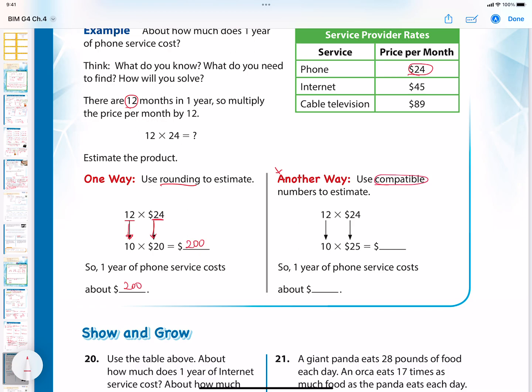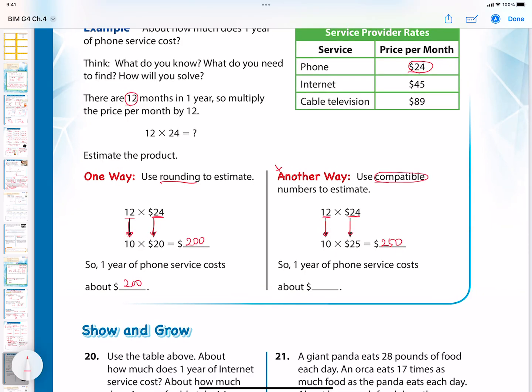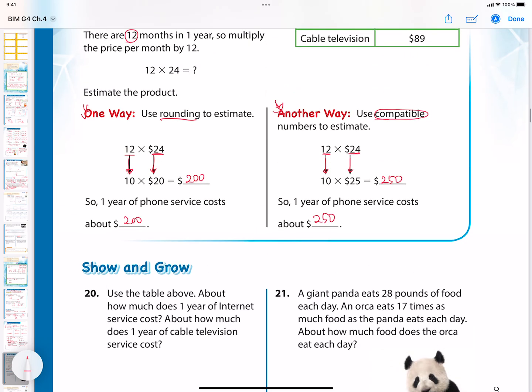Another way, let's check. Use comparable numbers to estimate. So 12 is close to 10, yes, correct, and 24 is close to 25. So 10 times 25 is $250. So 1 year of phone service costs about $250. All right, you have one way and another way, two ways, okay, to estimate. All right, show and grow.